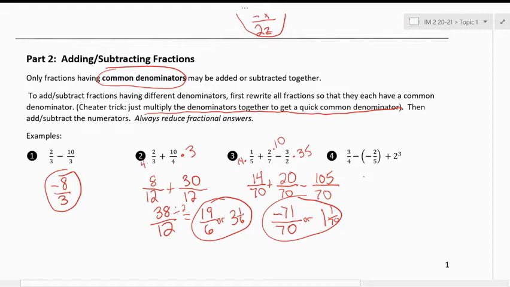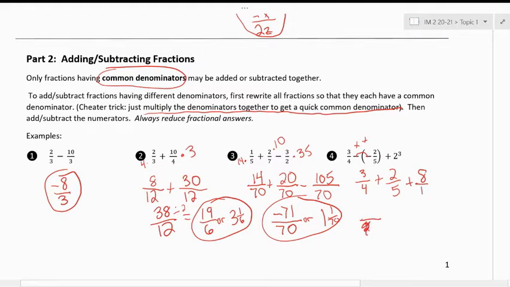Our last one up here, 3 over 4. Remember, minus a negative turns it into plus a positive. So it's really plus 2 over 5. And then we have 2 cubed, which is 8. If we want to make a whole number, like 8, a fraction, just put it over 1.